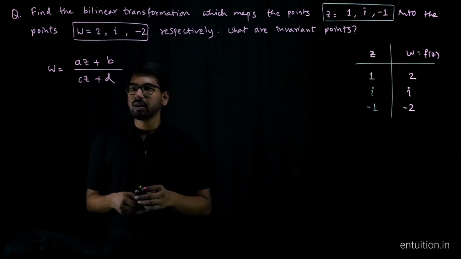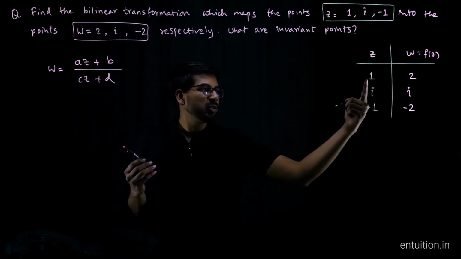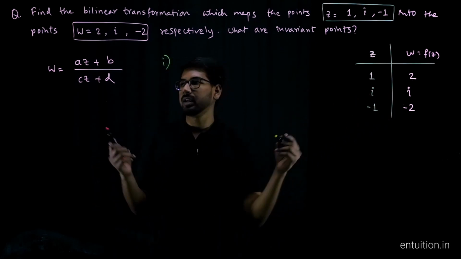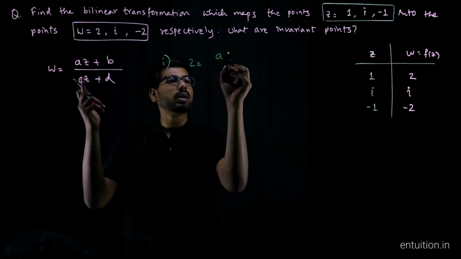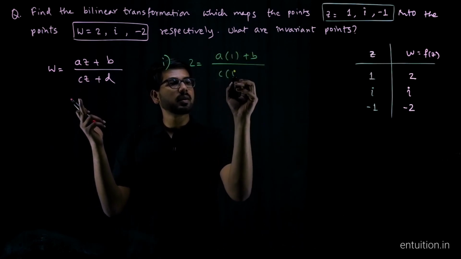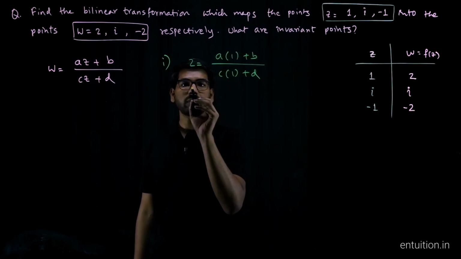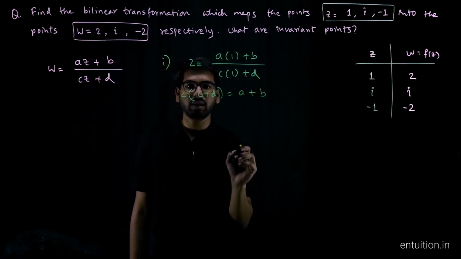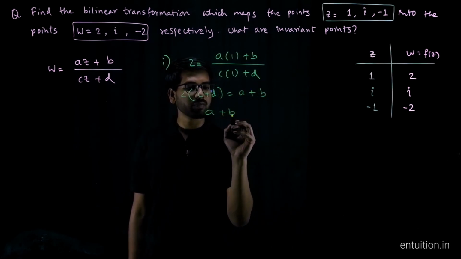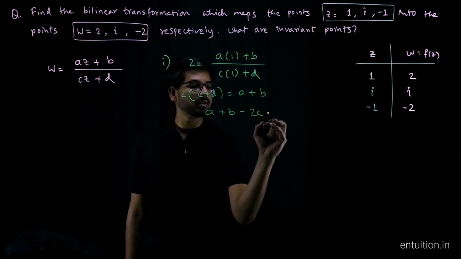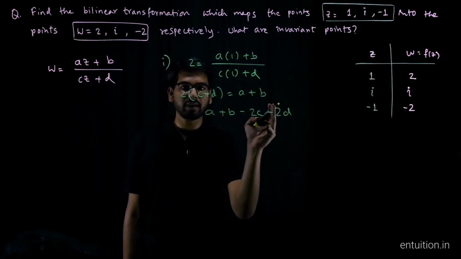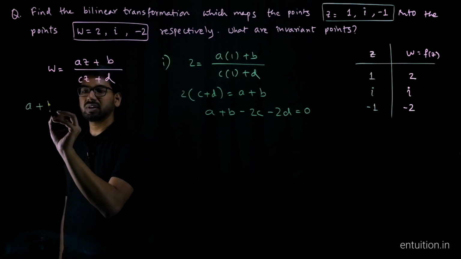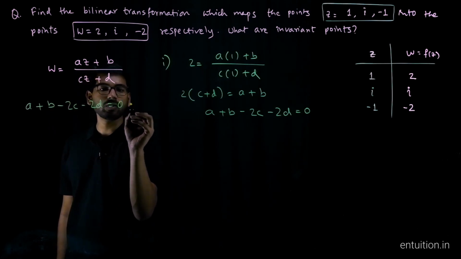So how do you find a, b, c, d? The first step is, let us substitute z and w in this equation. In the first case, if z is 1, w is 2, right? So w is 2 equal to, z is 1, (a times 1 plus b) over (c times 1 plus d). That is nothing but 2 times (c plus d) is equal to a plus b. Or a plus b is equal to 2c plus 2d. If these 2 come to this side of the equal to sign, they will be negative. So my first equation is a plus b minus 2c minus 2d is equal to 0.